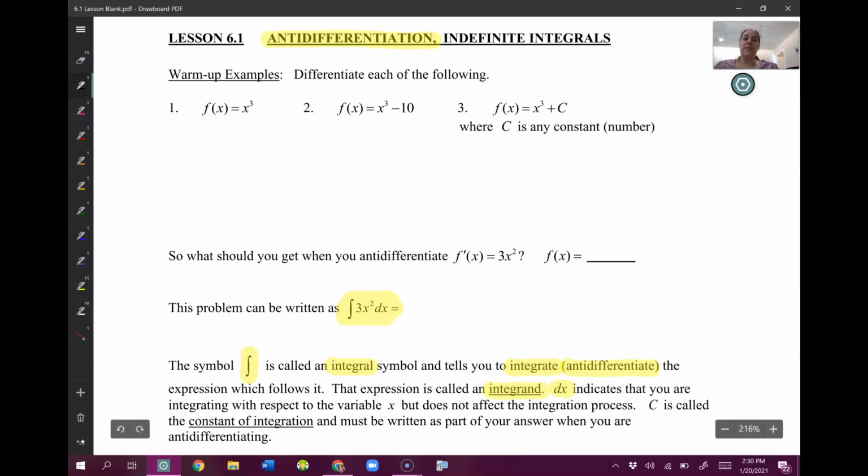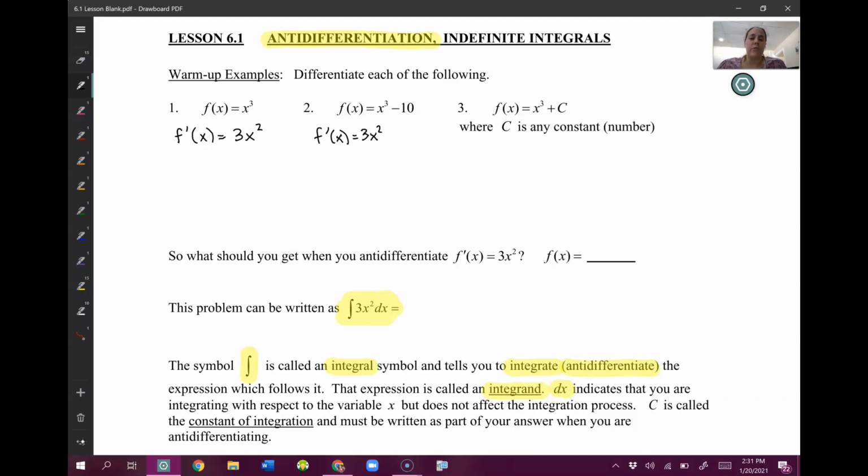So with that, let's go through our warm-up examples. Right here, this is asking us to take derivatives, which is something we've been doing for months. So f prime of x, the derivative of f of x equals x cubed, we should know by now is going to be 3x squared. Put the 3 in front and minus 1. Okay, so let's try number 2. F prime of x, so the derivative of x cubed is 3x squared, and the derivative of negative 10 is 0.